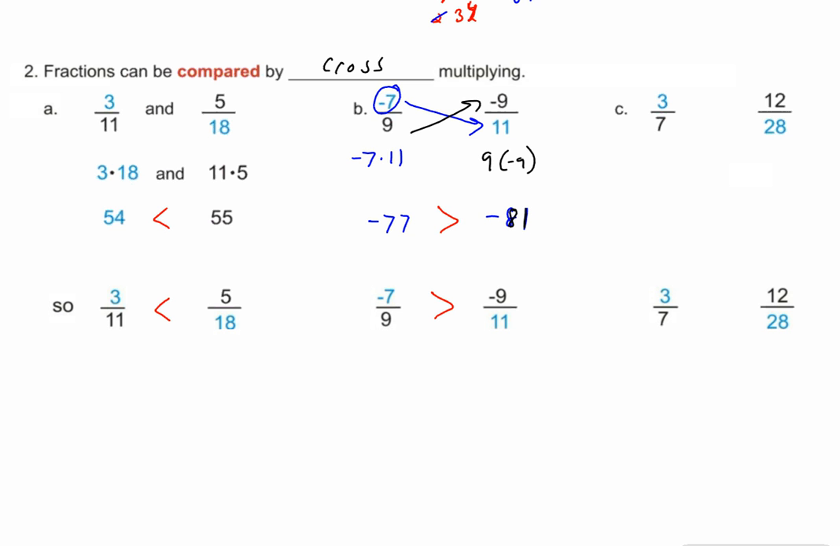Remember, the bigger the negative number, the smaller it is, the further left it is. What's smaller, negative 1 or negative 10? Negative 10. There's more negatives. All right, so be careful with that.